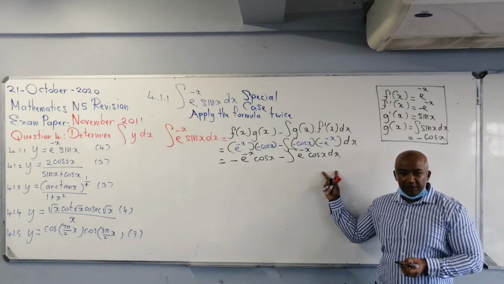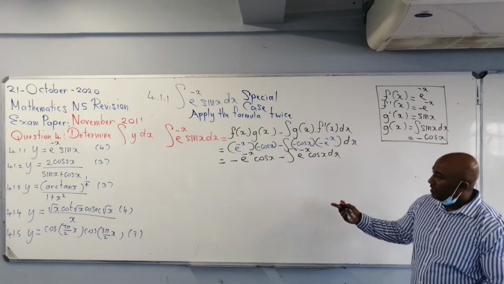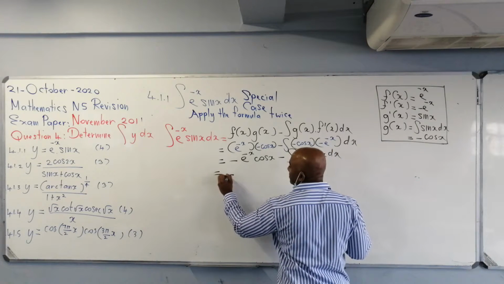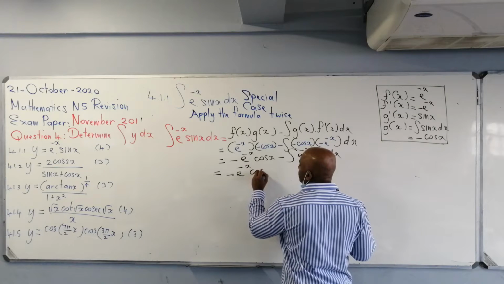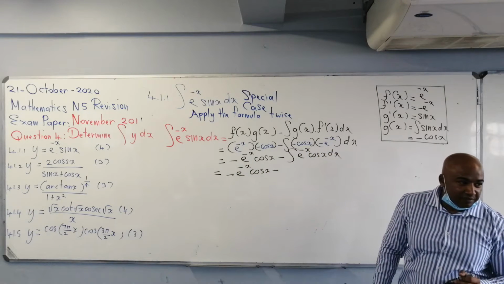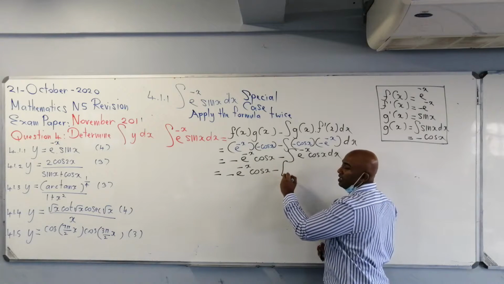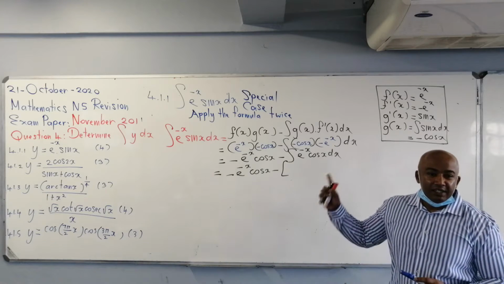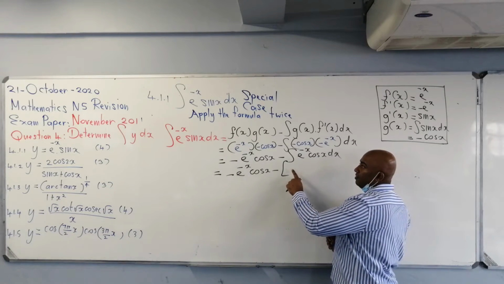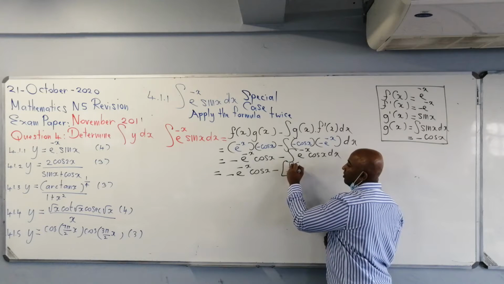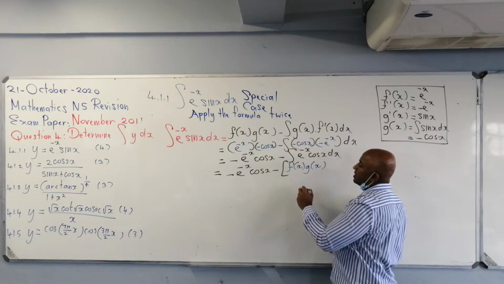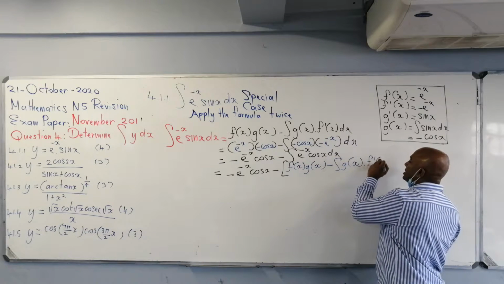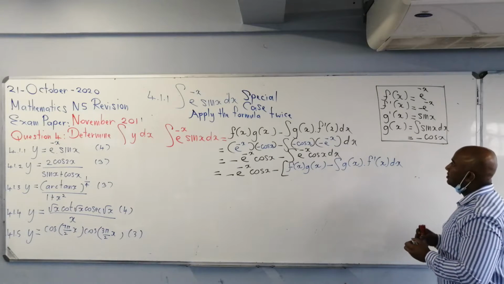So here is our integration problem for the second time. Exponential times trig, we do the same thing. So let's set it up. So you've got your negative, make sure you open up your brackets. Otherwise, it's wrong. You must open up your bracket because the negative affects all the signs on the inside. So this is going to be f of x, g of x minus the integral of g of x times f prime x dx.